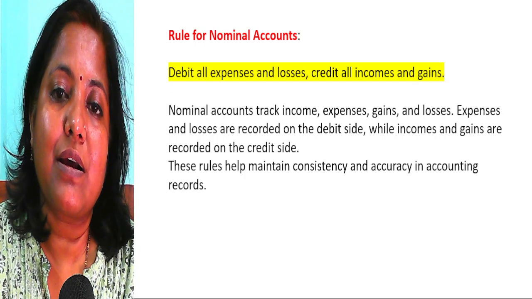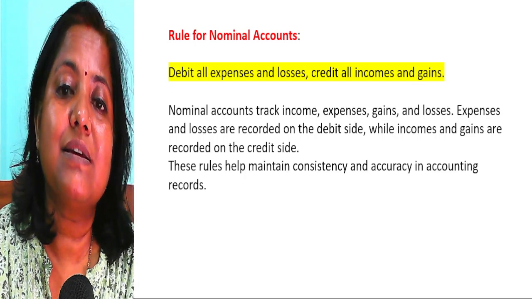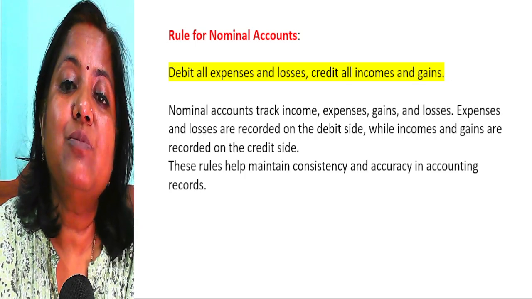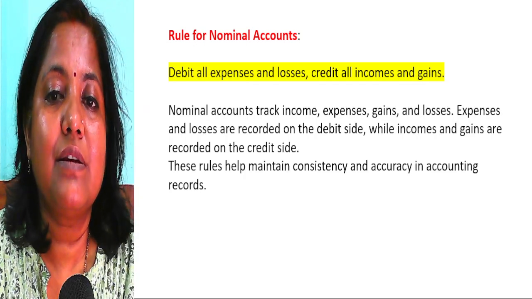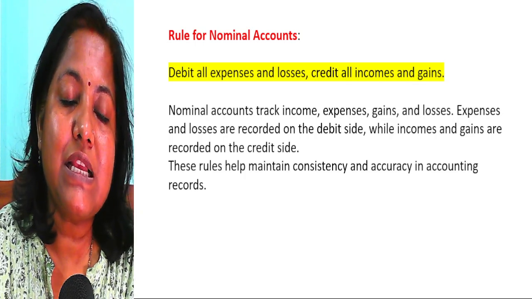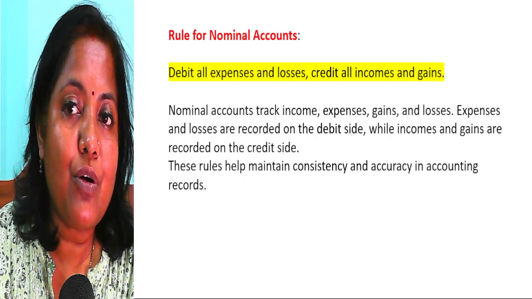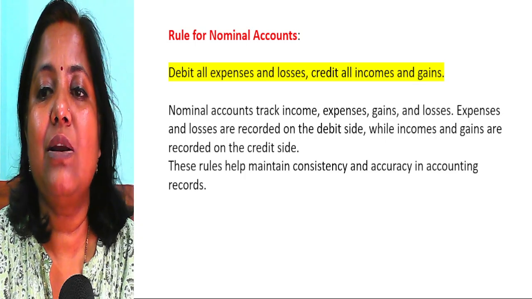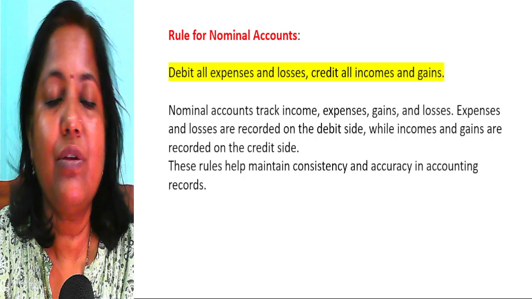Then the rule for nominal accounts. Debit all expenses and losses and credit all income and gains. When it comes to expenses and losses, the treatment is: if there is an increase, it will be debited, and if there is a decrease, credited. But it is vice versa for income and gains. If there is an increase in income or gains, then it will be credited, and if there is a decrease in income or gain, it will be debited. Nominal accounts track income, expenses, gains and losses. Expenses and losses are recorded on the debit side, while income and gains are recorded on the credit side.